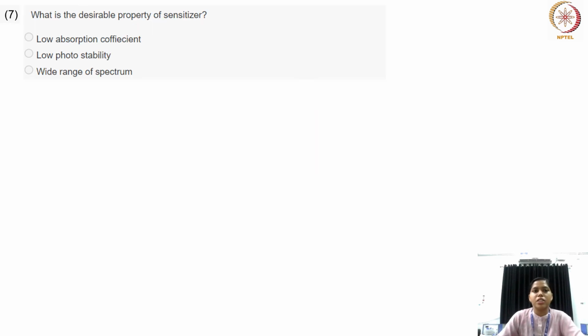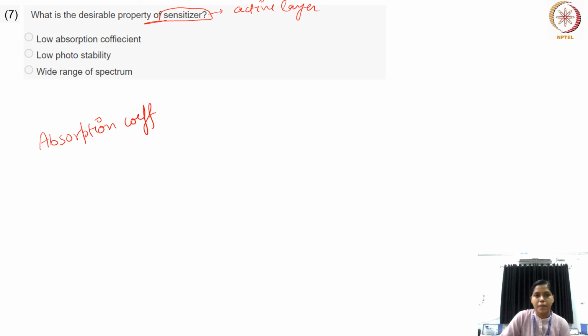So now the next question is, what is the desirable property of a sensitizer? If I am using this dye sensitizer as my active layer in a solar cell, what should be the desirable property? The first option is the low absorption coefficient. So what does the absorption coefficient actually mean first?